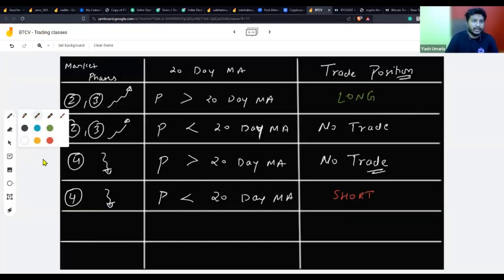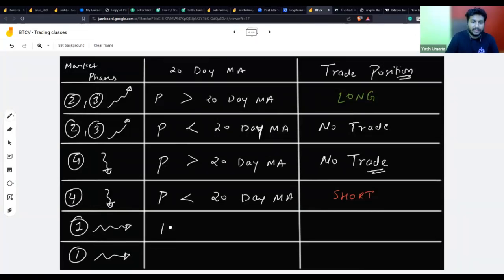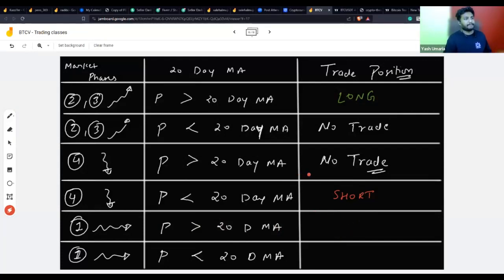Now this one is going to be a little bit different. So we are in the first phase, the market is going sideways. In both cases we are in the first phase, the market is going sideways. In one the price is greater than the 20-day moving average, and in the other the price is less than the 20-day moving average. The market is in the accumulation phase, first and foremost. The price of Bitcoin is greater than the 20-day moving average. Now, what kind of position should you take? Now, this you should think about.